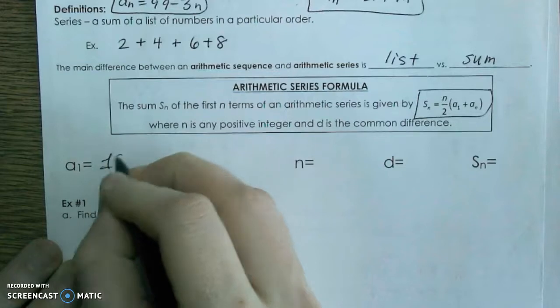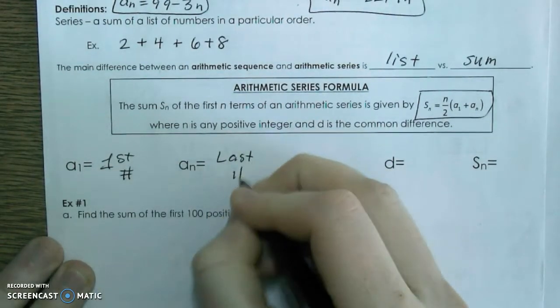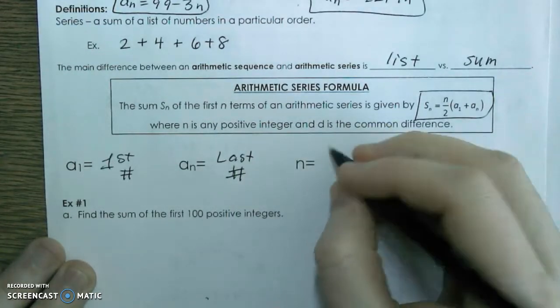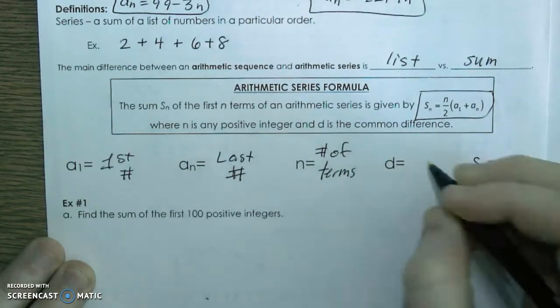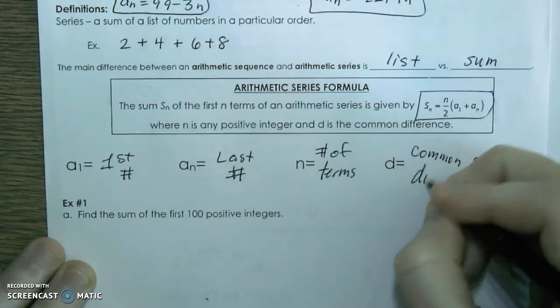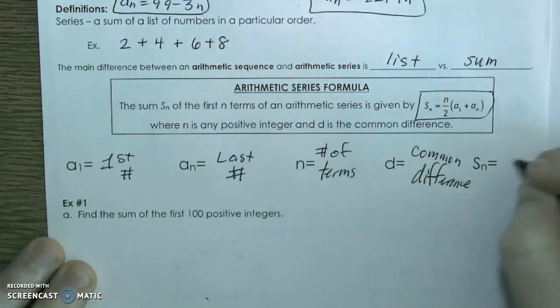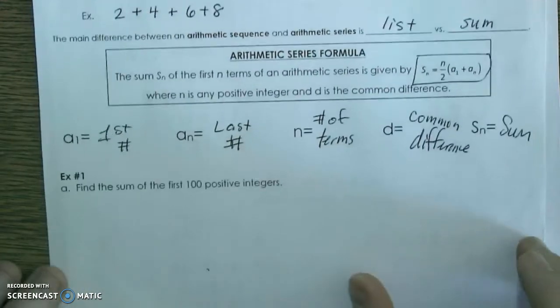This is your first number, last number. n is the number of terms. d is your common difference. And then the S sub n is the sum, or the final sum when you add all the numbers together.